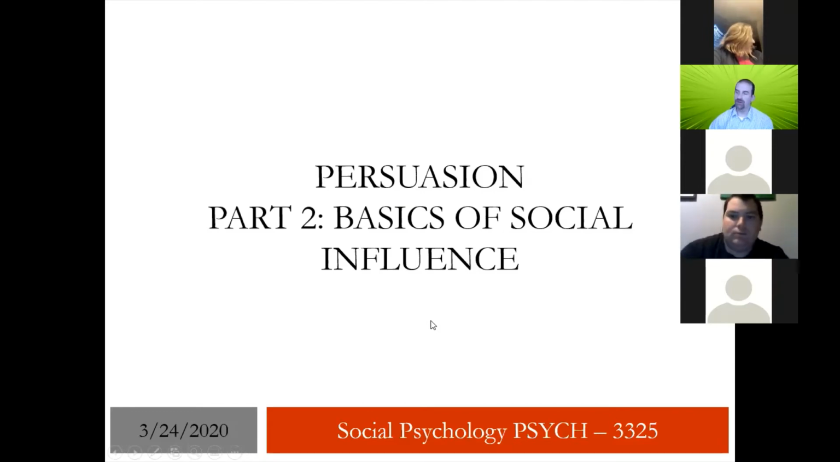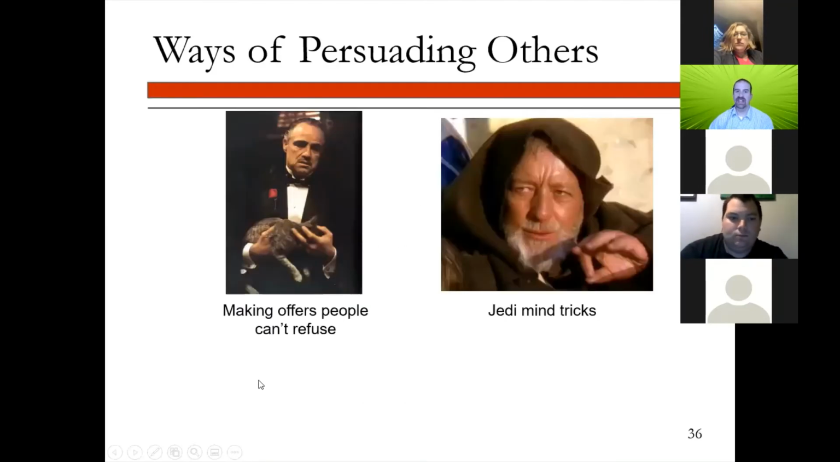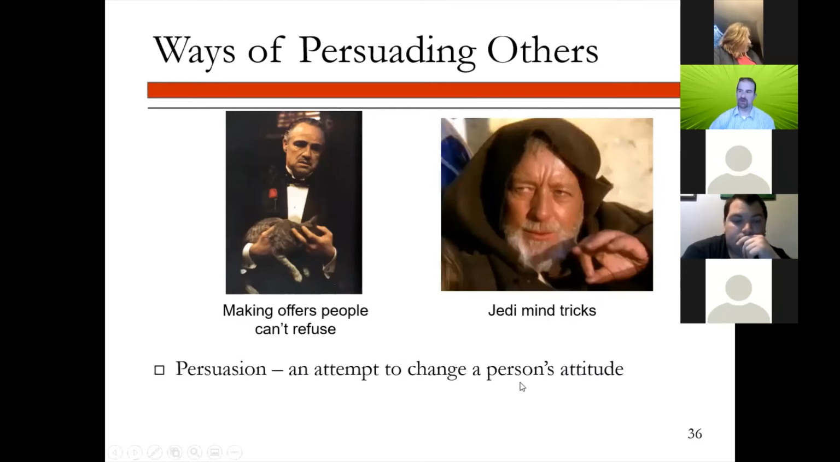When we talked about persuasion, we were talking about this idea that you can make offers people can't refuse, a little bit more like making people obedient to you, and talking about Jedi mind tricks. So going all the way back. And actually today we'll start to get into some of these Jedi mind trick like approaches to influencing others. But ultimately what we're trying to do is persuade others to change their attitude, to get them to think in a different way, to get them potentially, because they're thinking in a different way, to behave a different way.